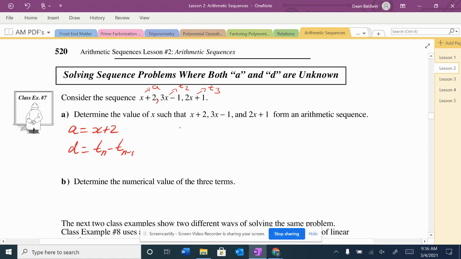So I can go 3x minus 1 minus x plus 2. Okay, and that should give me the D value, correct? I'm taking these two terms and subtracting them. That should equal, because it doesn't matter which terms you subtract, this term minus that term, 2x plus 1 minus 3x minus 1. Essentially what it's saying is that D always has to be the same.